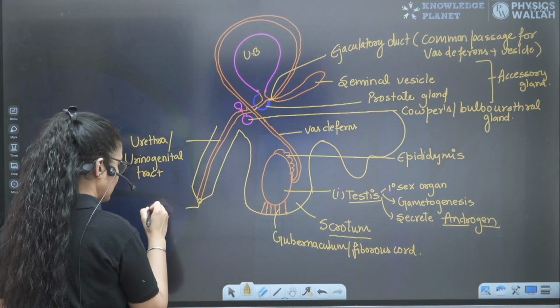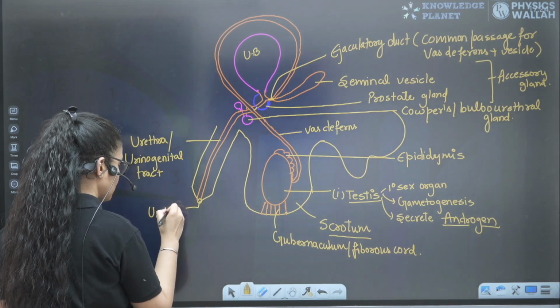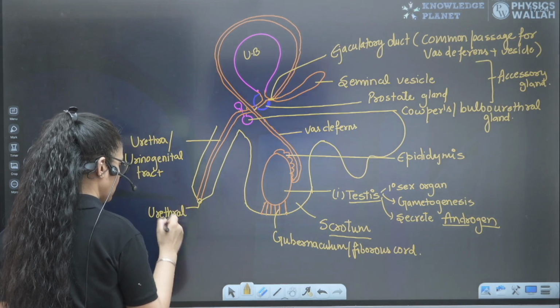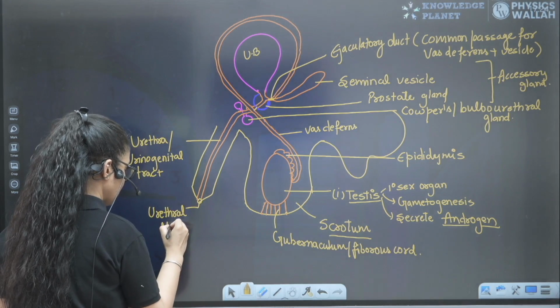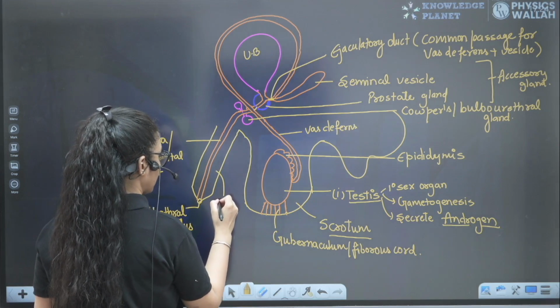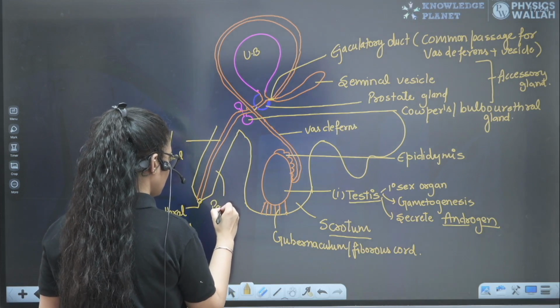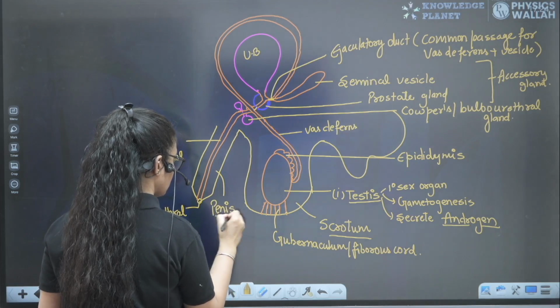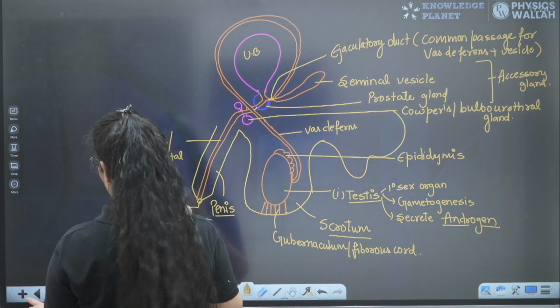This is the urethral meatus, which takes urine and gametes out, right? So it's a urethral meatus. Meatus means opening. This is the external genitalia known as penis. So this is also a part of the male reproductive system.